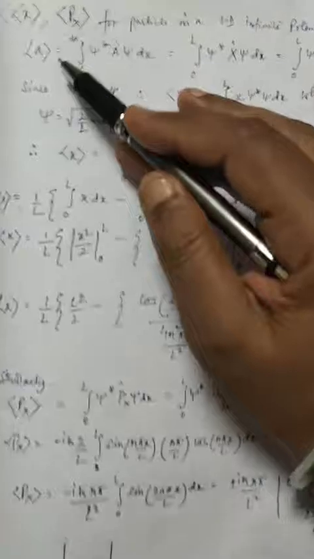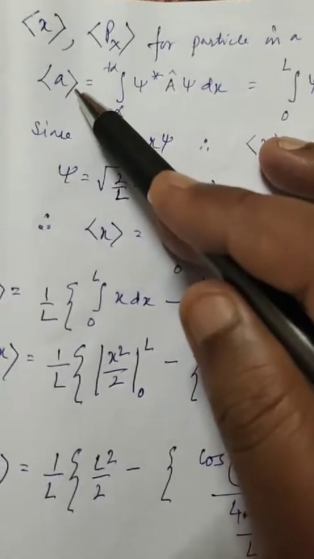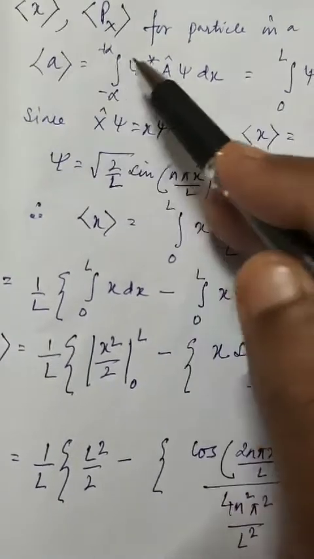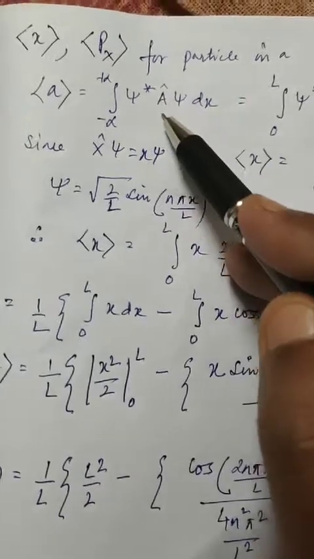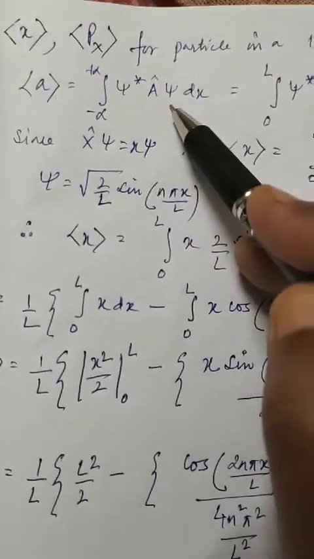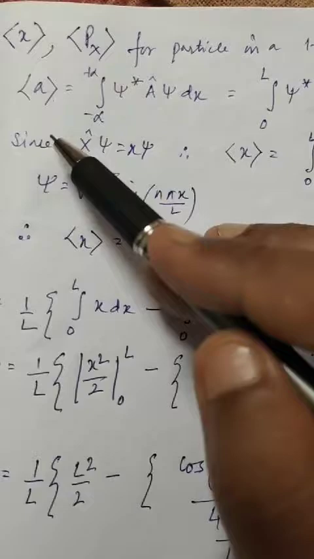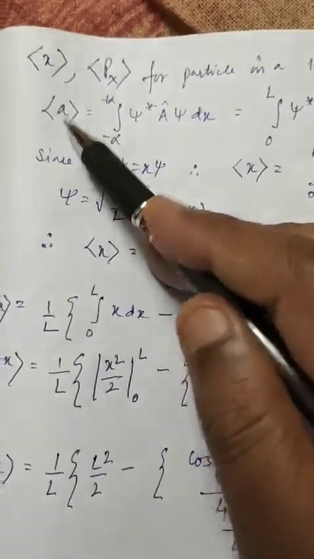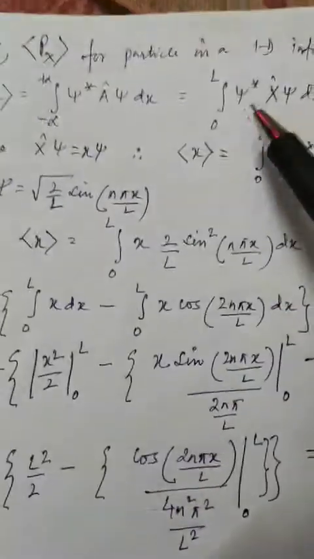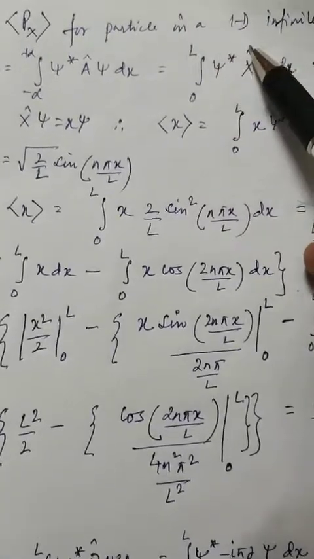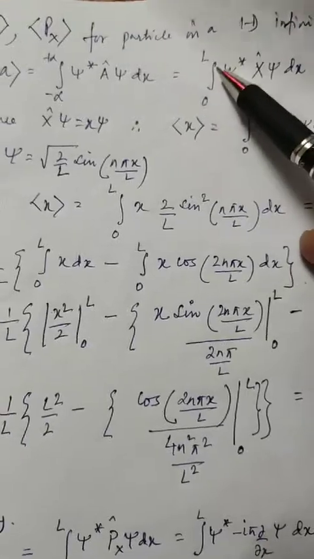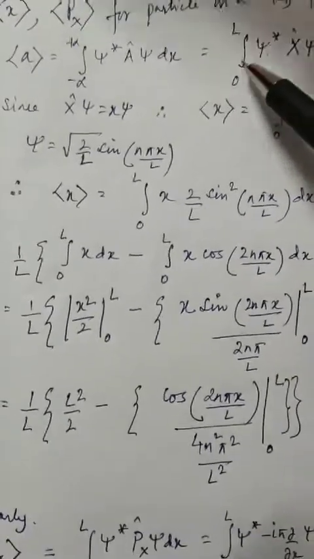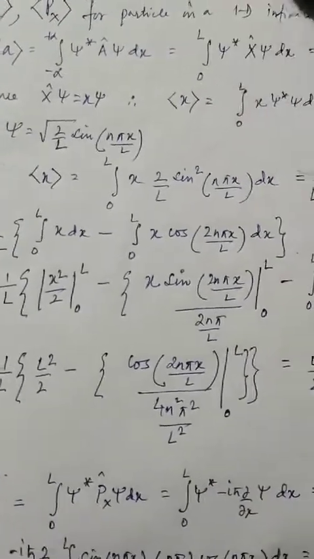You remember the postulate of quantum mechanics that for any observable quantity, the expectation value or the average value is given by the integral from minus infinity to plus infinity of psi star, with that operator sandwiched between psi star and psi, integrated within proper limits. In this case, this observable is, say, x. So I'll sandwich the x operator between psi star and psi, and my limit of integration will now be 0 to L, because the particle cannot exist outside this barrier.